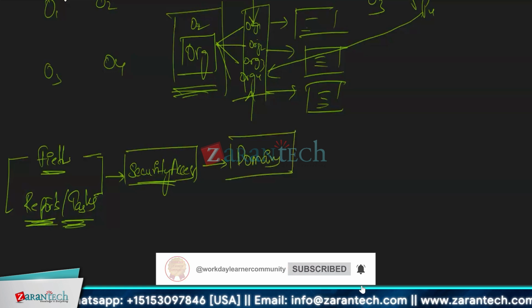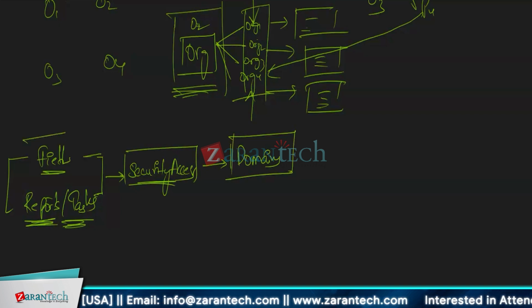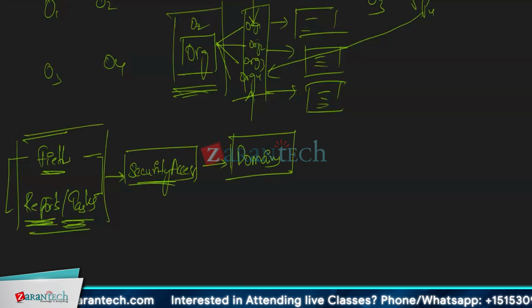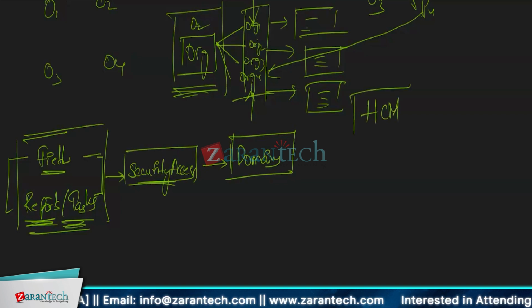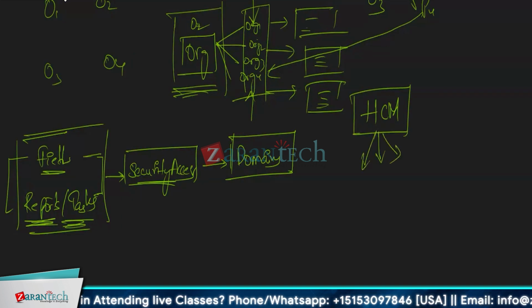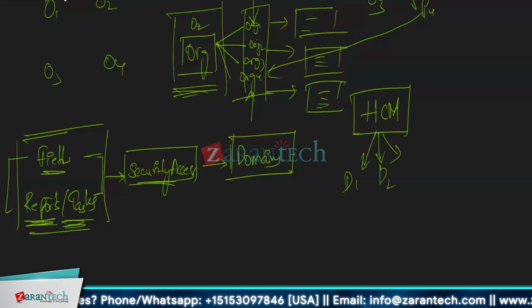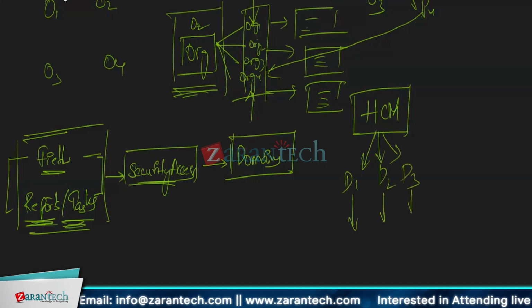In domains, we will have these fields and reports that are secured within the domain. So let us take HCM, for example. HCM is a functional area. Let's take HCM as a module. In HCM, there are multiple domains. So we have domain 1, domain 2, domain 3. Each of these domains will secure a list of fields and reports.